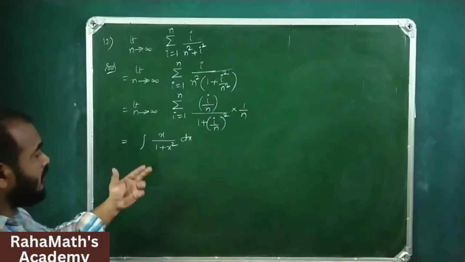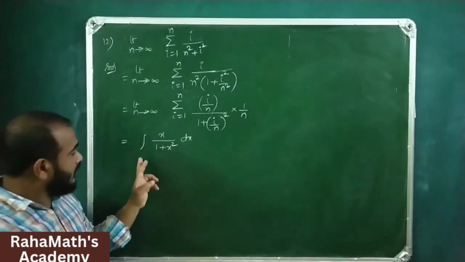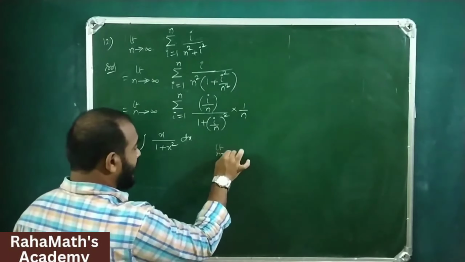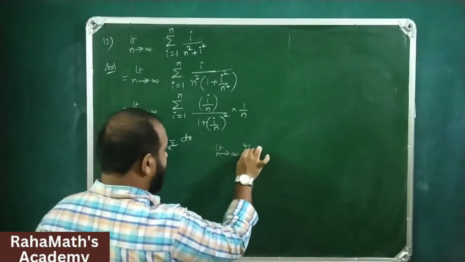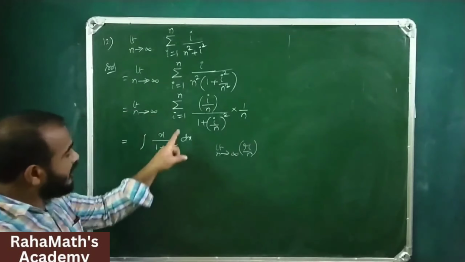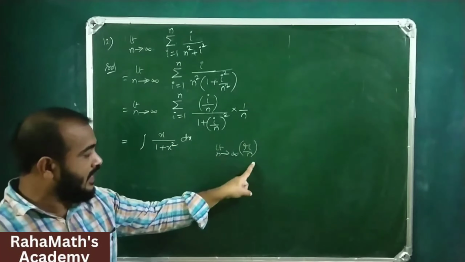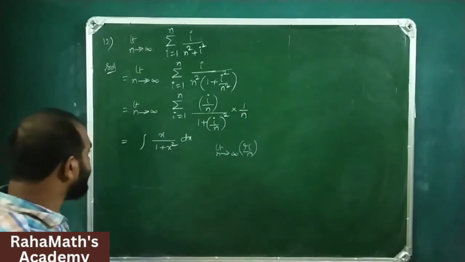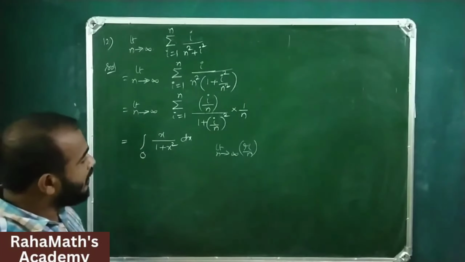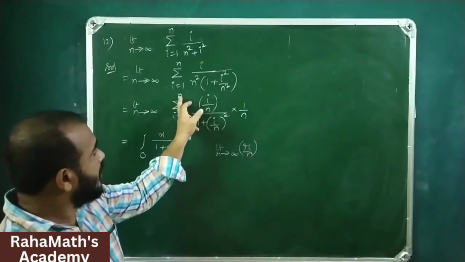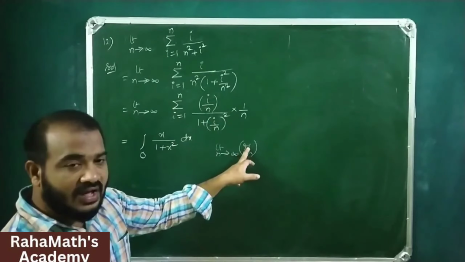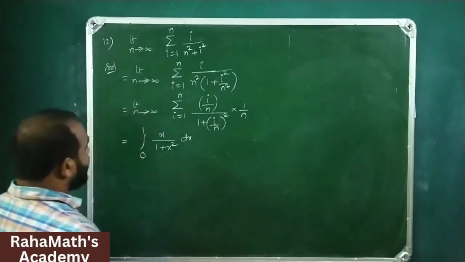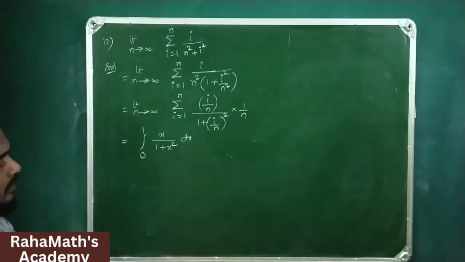Now the limits. So limit n tends to infinity, r by n. So r value is 1, lower limit. So 1 by n, as limit n tends to infinity, 1 by n is equal to 0. Upper limit is n by n. Here n is to be replaced with the r. So n by n is 1. So simply it has become integral of x by 1 plus x square dx.